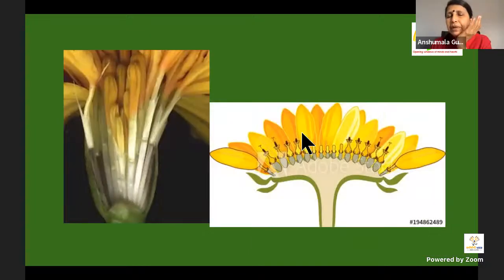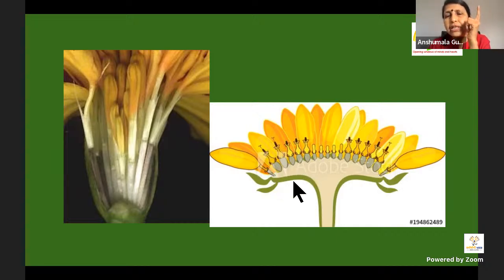I will open up also a compound flower and show, but first I'll show the structure here. So compound flowers may have a disc inside, like you see in sunflower or even in chrysanthemum or guldawdi. You will have a disc, and on disc, these tiny structures are there. These are called disc florets, and each of these is a single flower.